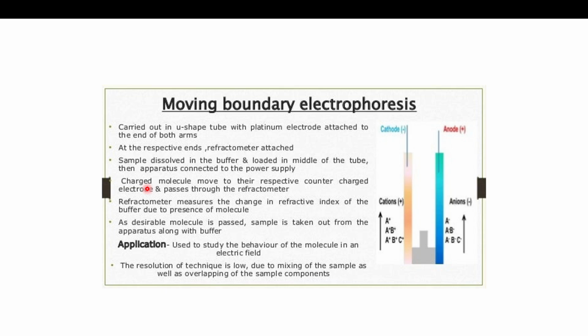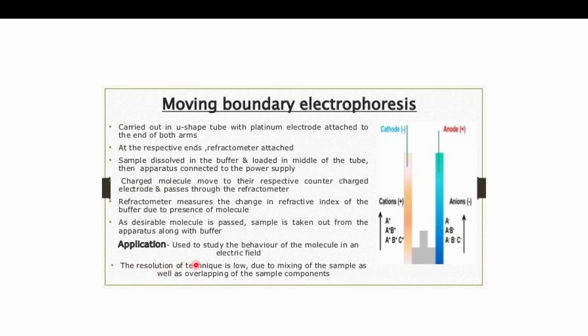So based on what type of electrophoresis you are carrying out, if it is native, then it will depend solely on the intrinsic charge of the molecule of your interest. But coming back, in moving boundary electrophoresis, the charged molecule will move to its oppositely charged electrode and pass through the refractometer, and the refractometer will measure the change in the refractive index of the buffer due to the presence of the molecule. As your molecule of interest passes, the sample is taken out from the apparatus along with the buffer. Now, this is used to study the behavior of the molecule in an electric field.